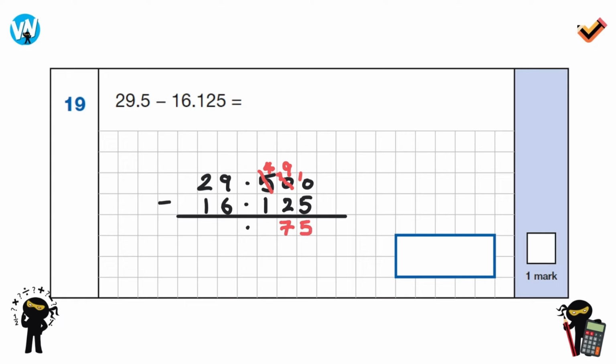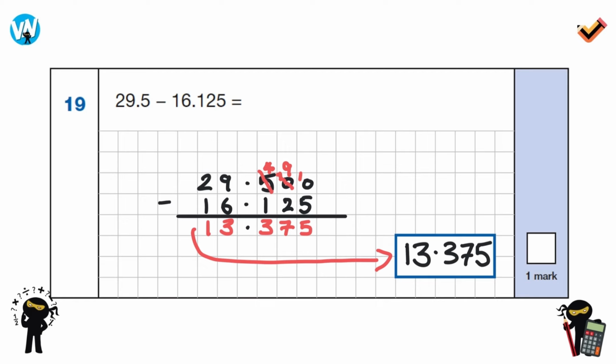Fantastic. 9 take away 2 is 7. 4 take away 1 is 3. 9 take away 6 is 3. 2 take away 1 is 1. And then we must put the answer into the box. Sounds like a pantomime. 13.375. Wonderful. Job done. Mark got it.